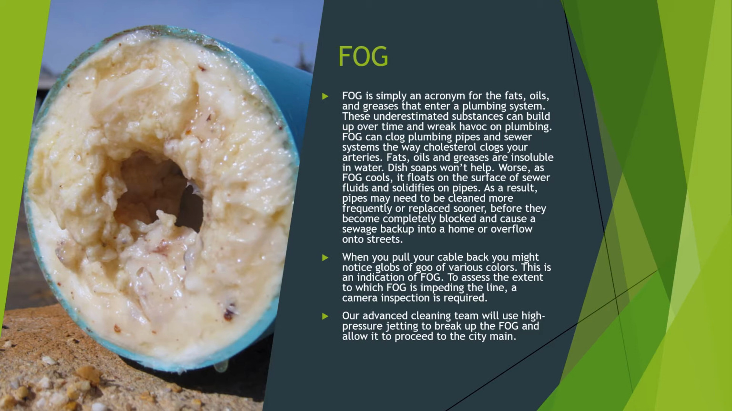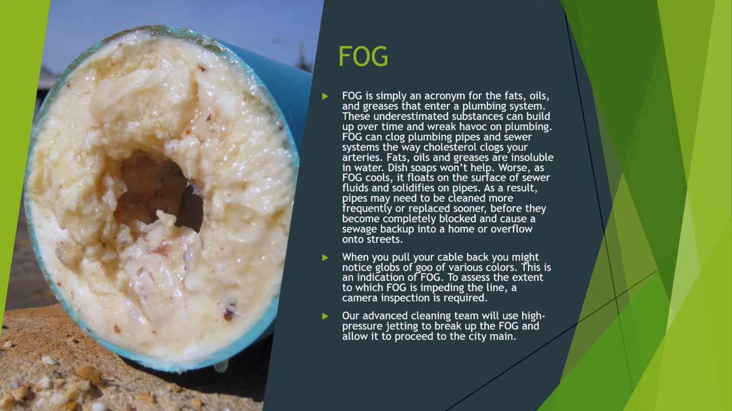FOG. FOG is simply an acronym for the fats, oils, and greases that enter a plumbing system. These underestimated substances can build up over time and wreak havoc on plumbing. FOG can clog plumbing pipes and sewer systems the way cholesterol clogs your arteries. Fats, oils, and greases are insoluble in water. Dish soaps won't help. Worse, as FOG cools, it floats on the surface of sewer fluids and solidifies on pipes.